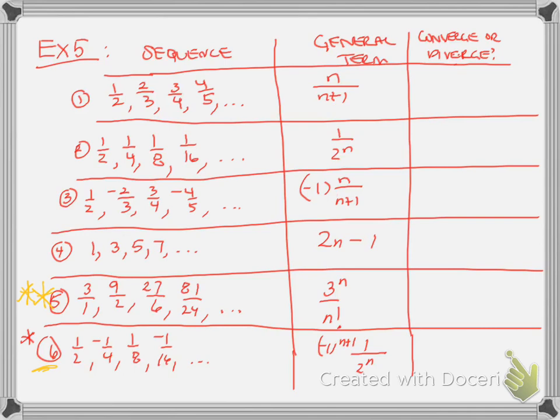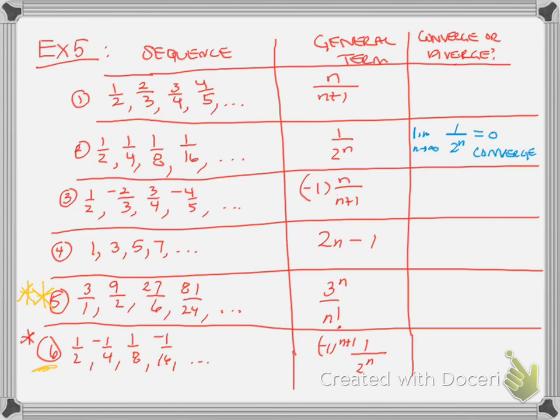So in example 2, if we take the limit as n goes to infinity of 1 over 2 to the n, well, 2 to the n is an exponential function. So what happens as n grows? 2 to the infinity is going to blow up. And what will happen to the entire expression? It's going to go to 0, which is a finite number. So that means this converges. This sequence converges to 0.